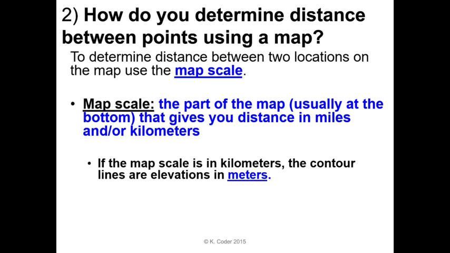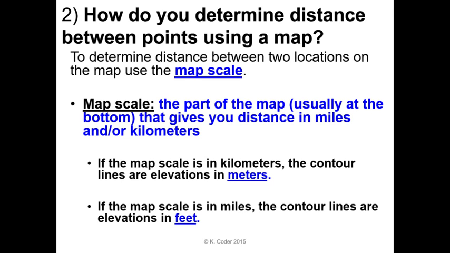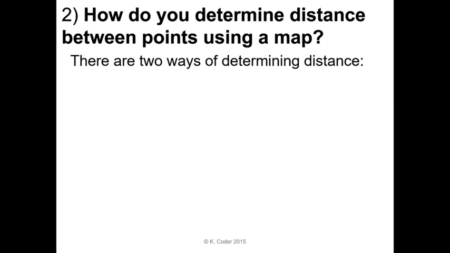Now if the map scale is in kilometers, the contour interval, which we're going to talk about a little bit later, is going to be measured in meters. So kilometers, meters, and if the map scale is measured in miles, our contour interval elevations are going to be in feet. Those are just two things that go along together. We'll discuss more about that when we get to the contour lines and isolines part of this unit.